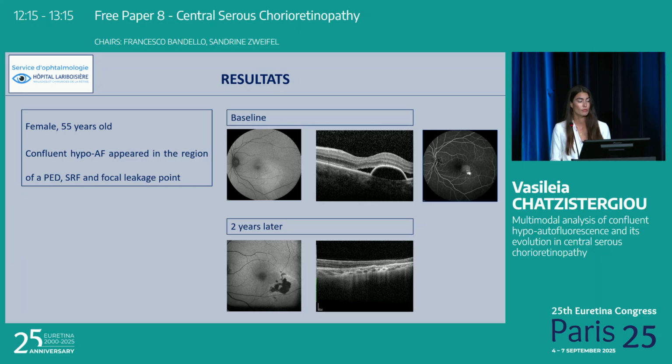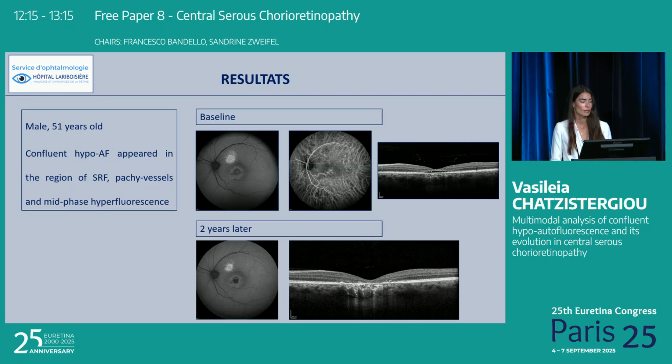This is an example of a female, 55 years old, that presented at baseline with a pigment epithelium detachment dome-shaped, subretinal fluid, and focal leakage point. And on the same area, 2 years later, she developed confluent hypoautofluorescence. This is another example of a male, 51 years old, who developed confluent hypoautofluorescence in a region with subretinal fluid, pachyvessels, and mid-phase hyperfluorescence.